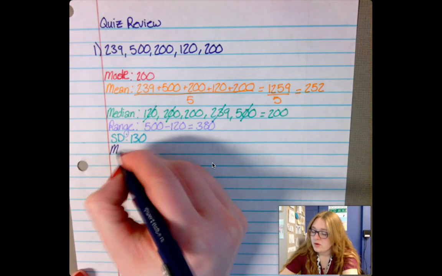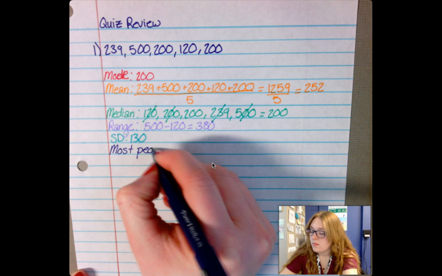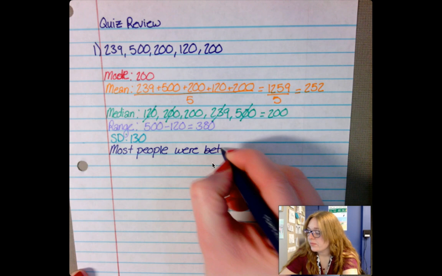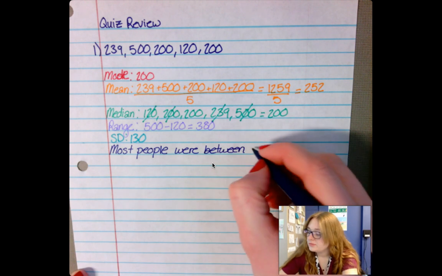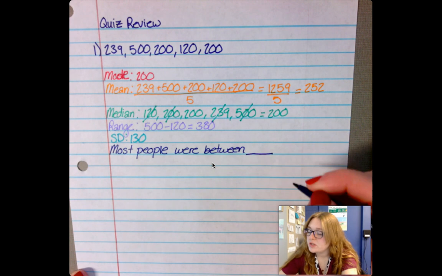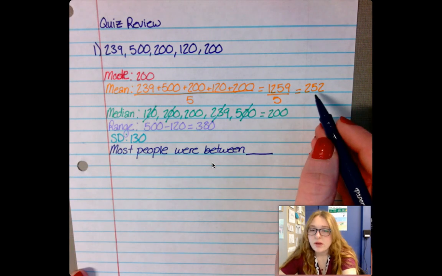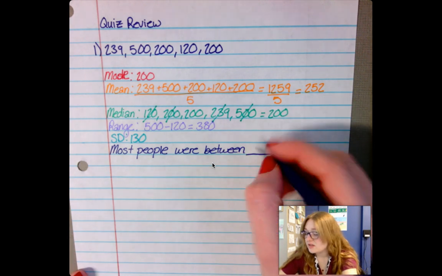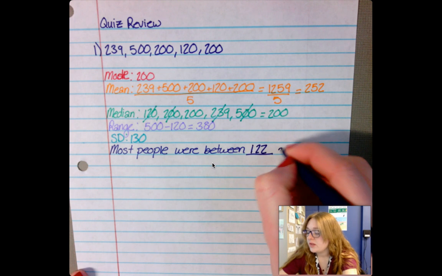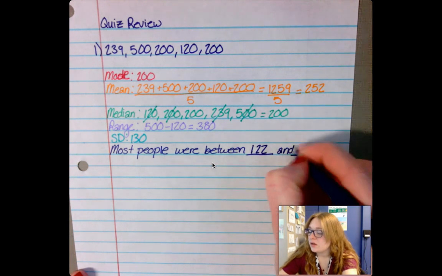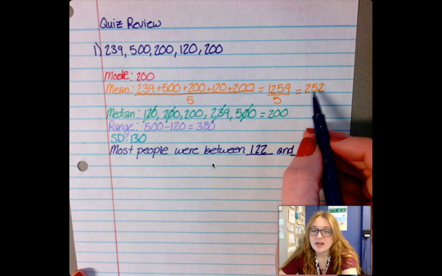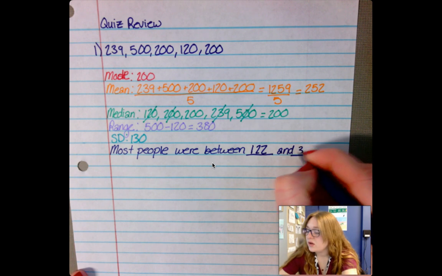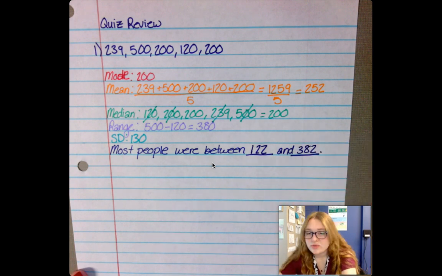So we have most people were between, and then to find your first blank, what you're going to do is you're going to take your mean, 252, and subtract away your standard deviation. So 252 minus 130 gives us 122. And to get our second blank or a larger value here, we are going to take our mean and add our standard deviation. 252 plus 130 gives us 382. So most people were between those values.